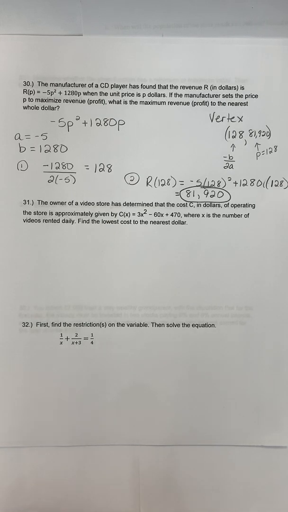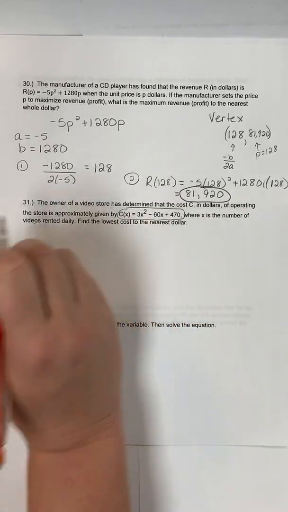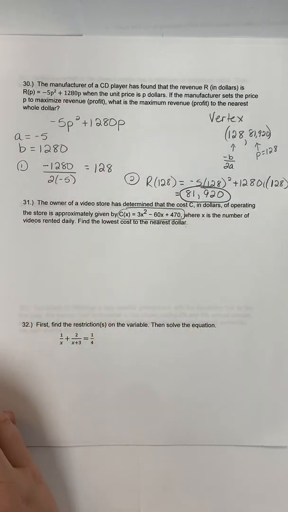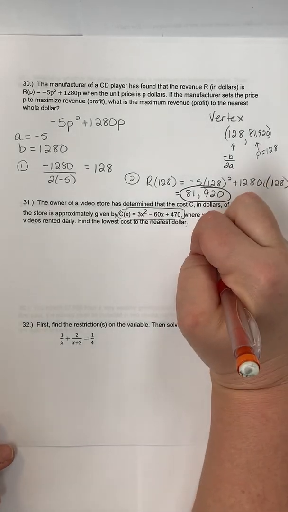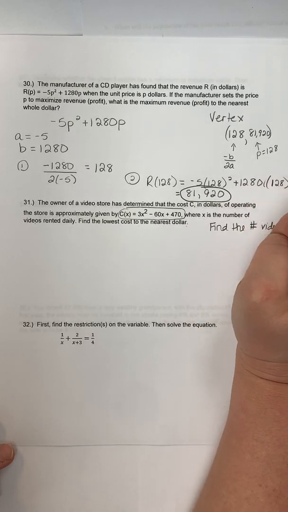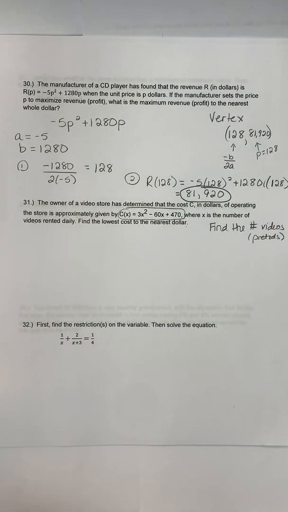Okay. All right, 31. The owner of a video store has determined that the cost, C, in dollars of operating the store is approximately given by this, which is a parabola. X is the number of videos rented daily. Find the lowest cost to the nearest dollar. Now, some of the tests are going to say, find the number of videos. I actually think it's pretzels, but that's what that'll be. And then some of those are going to say, find the cost. So it really just depends.